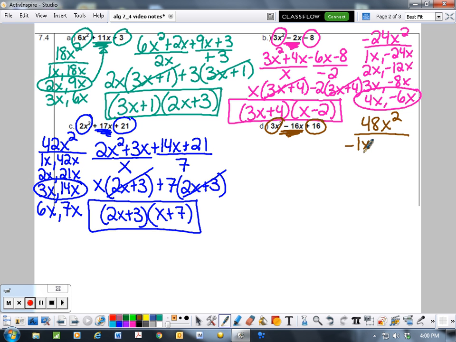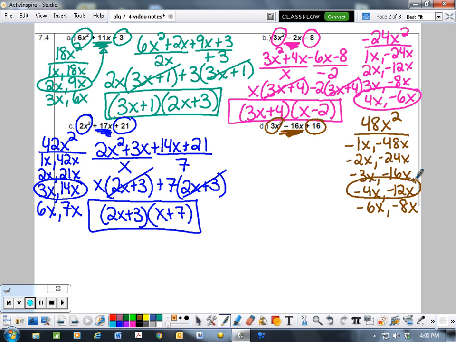So this will have to be a negative 1x, negative 48x, negative 2x, negative 24x, negative 3x, negative 16x, negative 4x, negative 12x, 5 doesn't go, 6 goes, 6x and 8x, and then 7 doesn't go. So which ones of those add to be negative 16? Well, that'd be negative 4 and negative 12. So this becomes 3x squared minus 4x minus 12x plus 16.